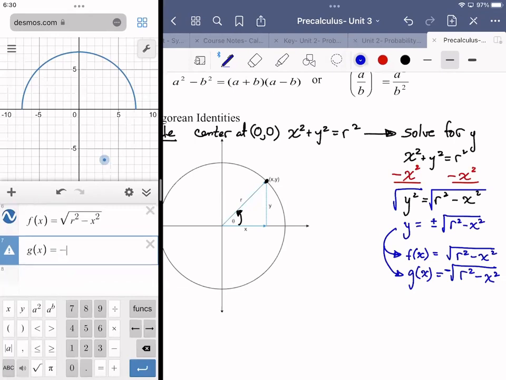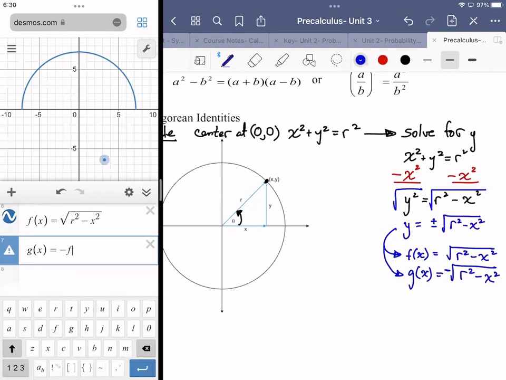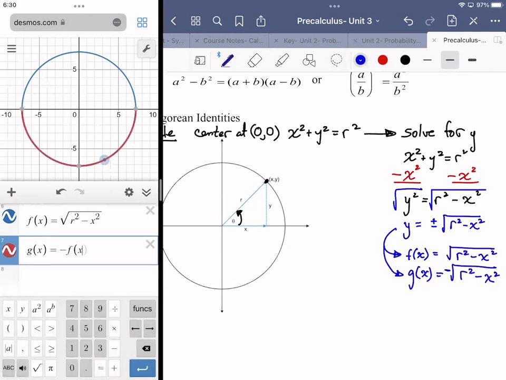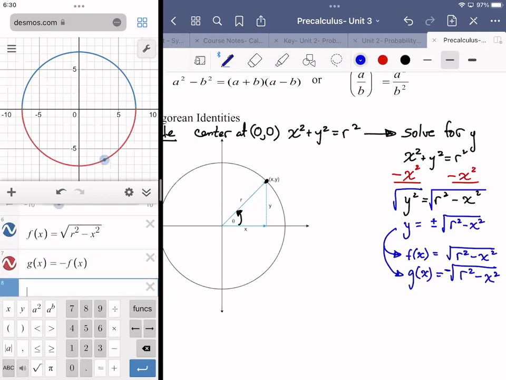So g of x is equal to, now you can write g of x as the negative square root of r squared minus x squared. But you could also define it in terms of how it relates to f of x, because this is exactly the opposite. This is my f of x right here.